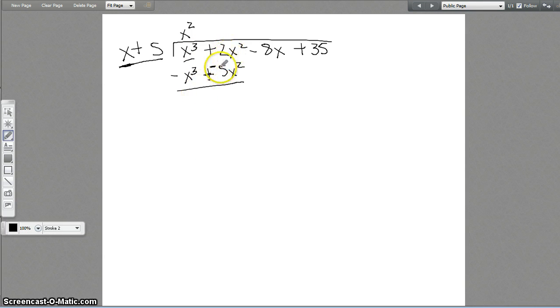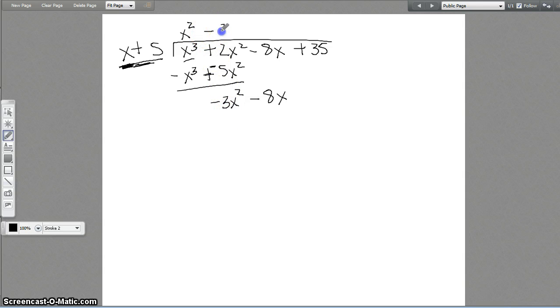And then 2x squared plus a negative 5x squared, it's the same as 2x squared minus 5x squared, is negative 3x squared. Now we have two terms over here. That means we need to pull down one more term. And now we look and see how many times can x go into negative 3x squared, or what do we have to multiply by x to get negative 3x squared?